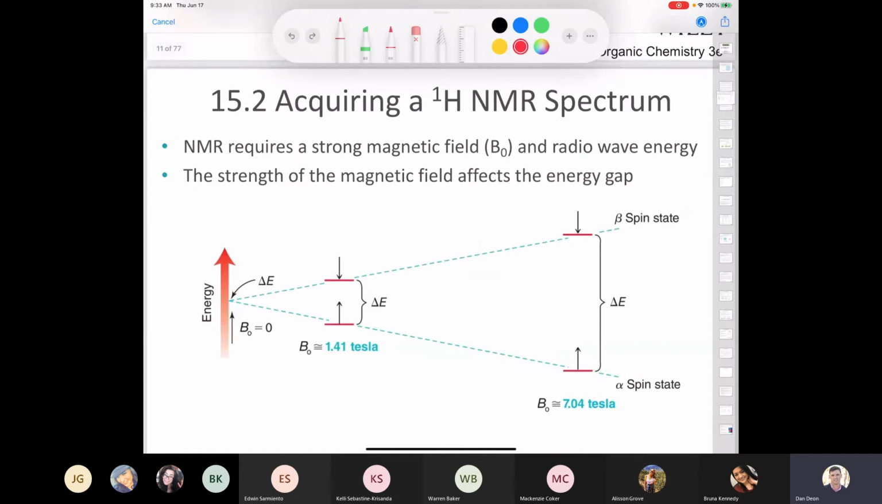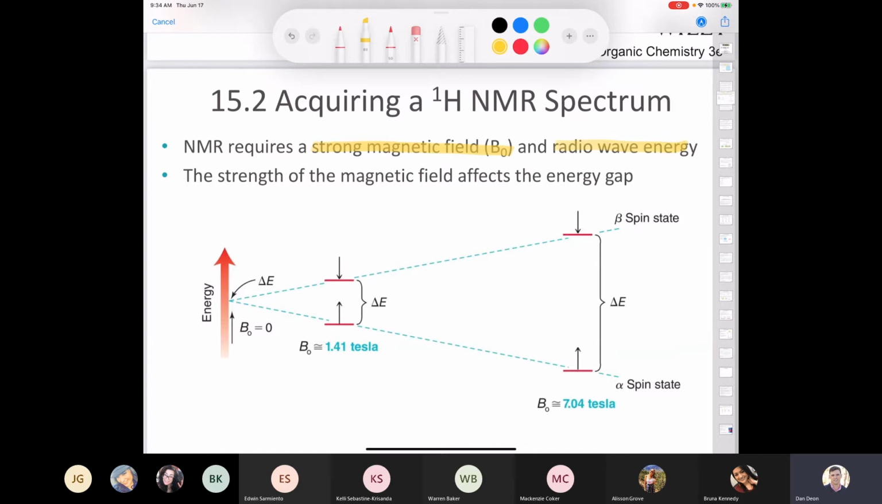So getting back into it here and a little bit more on the mechanics of the NMR spectrum. So this is section 15.2. We need a really strong magnetic field in order to run an NMR spectrum. Okay, so strong that people who have pacemakers, for example, cannot go near a spectrometer because it's very dangerous for those people. So we need a really strong magnetic field, and we need radio wave energy.